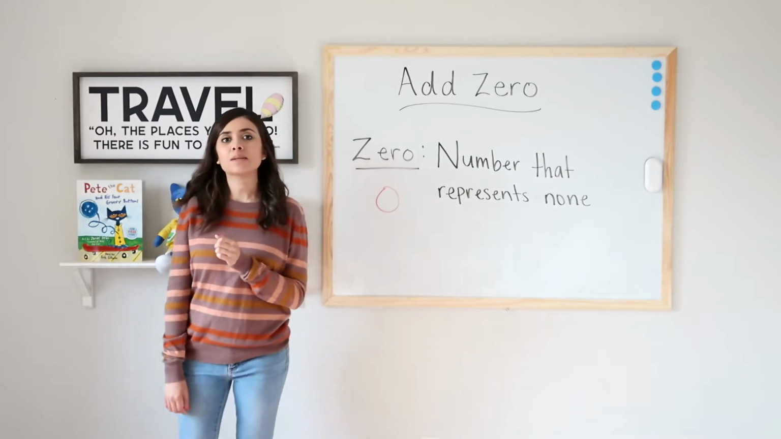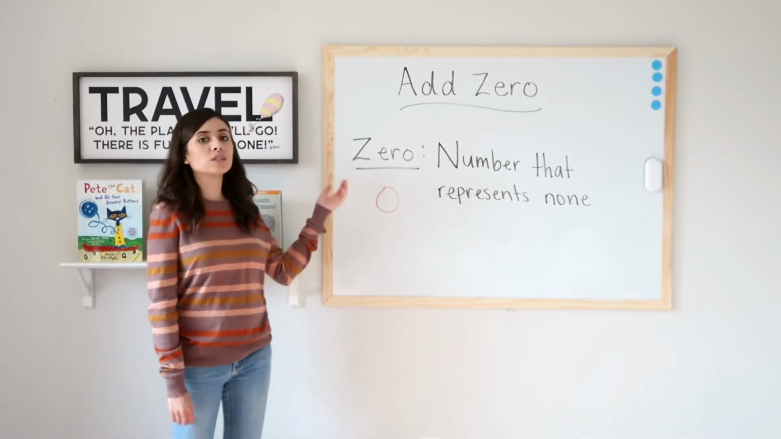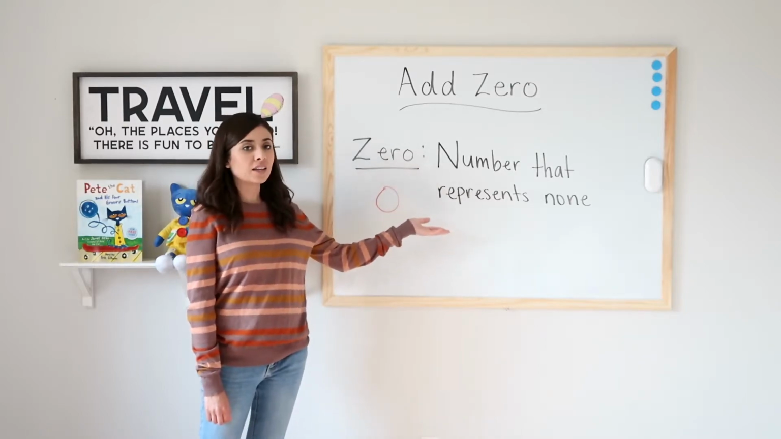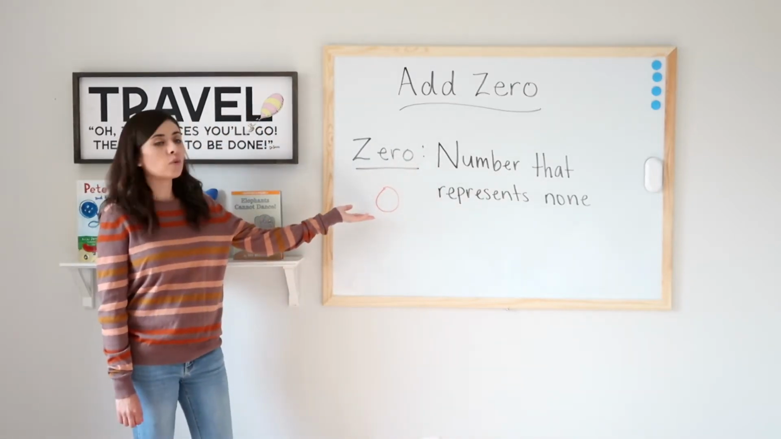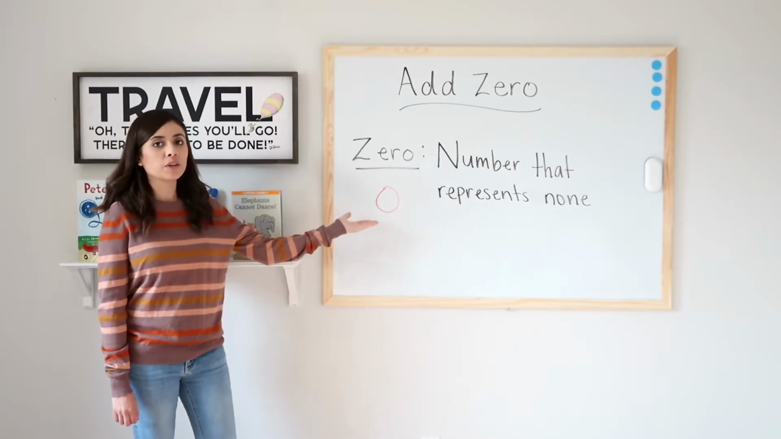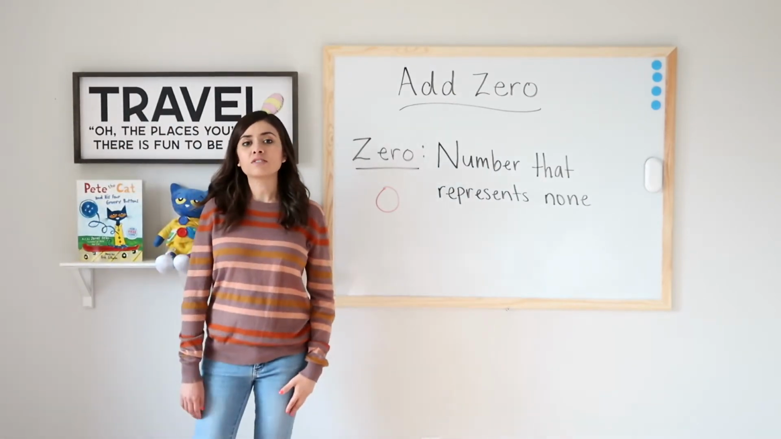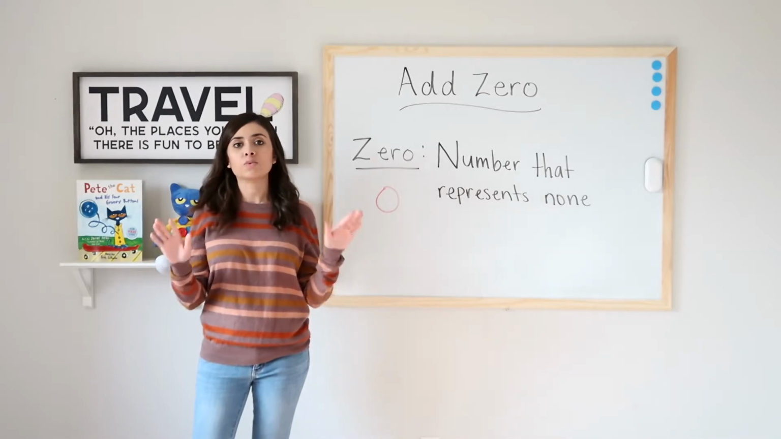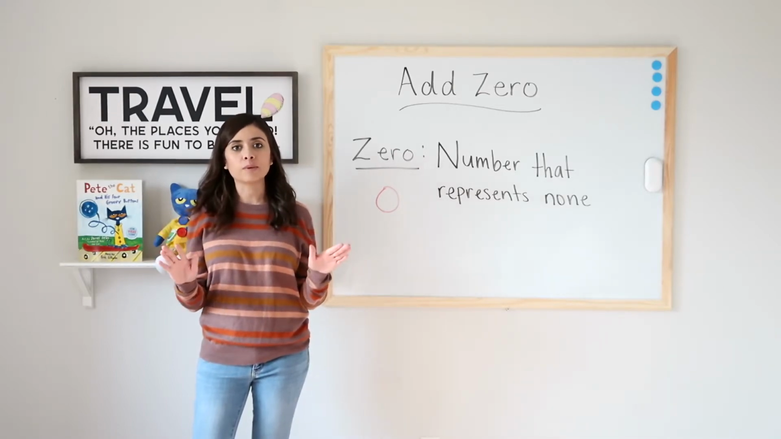But before we get into some examples, let's go ahead and look at what 0 means. 0 is a number that represents none. And if you see over here, we have the number 0. So, if I say that I have 0 gummy bears, that means that I have none. I do not have any gummy bears when I say that I have 0 gummy bears.